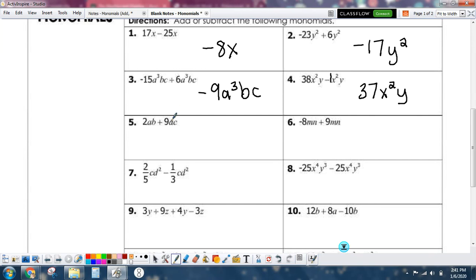So try 5 and 6. For 5, you should have had, since we have AB and AC, you can't do anything here. So our answer just stays the same. But for 6, they are like terms. They have MN and MN. So negative 8 plus 9 is 1. So you can either write it as 1 MN, or I'm just going to write it as MN.